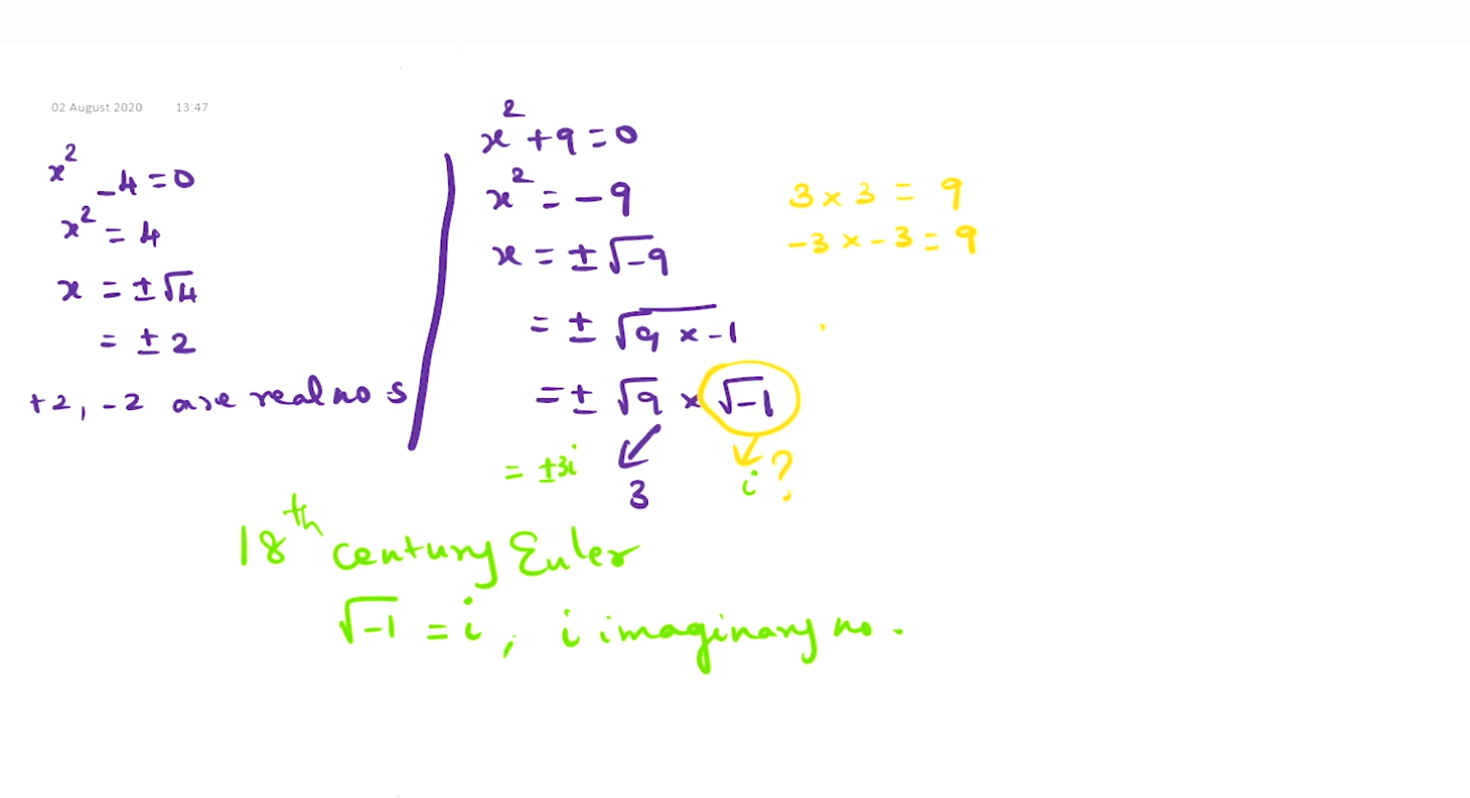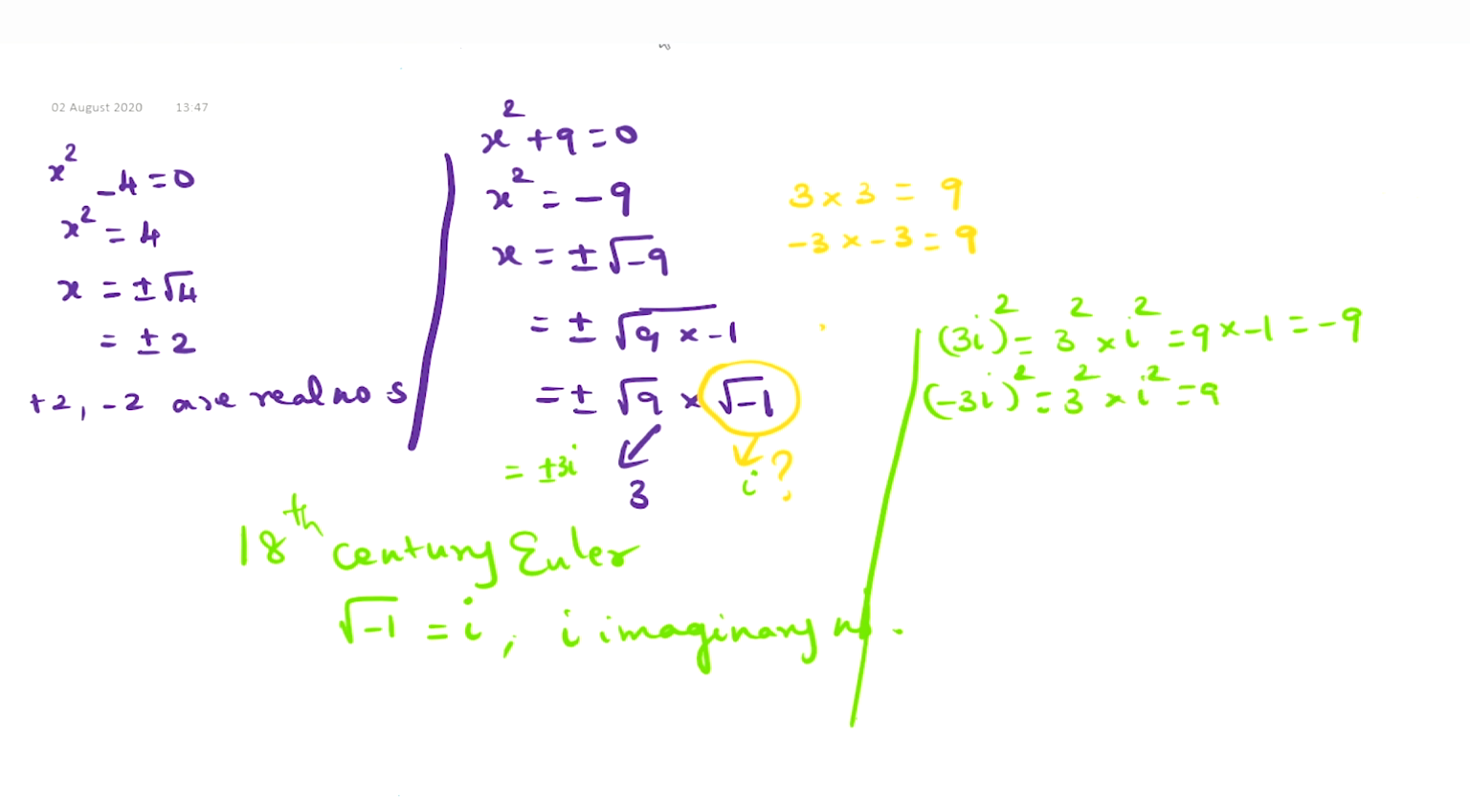Okay. Now we shall check the answer for this problem. We have got the answer as plus or minus 3i. So if you square 3i, what will you get? 3 square into i square. This is equal to 9 into minus 1, that is minus 9. If I square minus 3i, the whole square, if you square the negative sign, you will get positive. Again, we will be getting 3 square into i square, again 9 into minus 1, this is equal to minus 9. So our answer is correct.